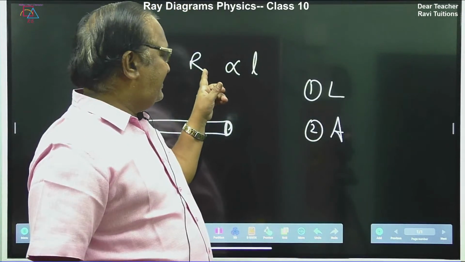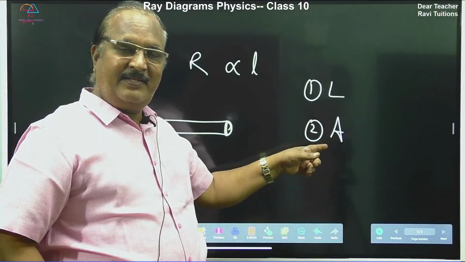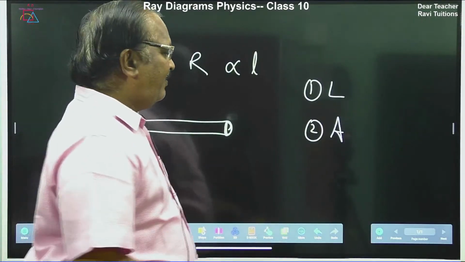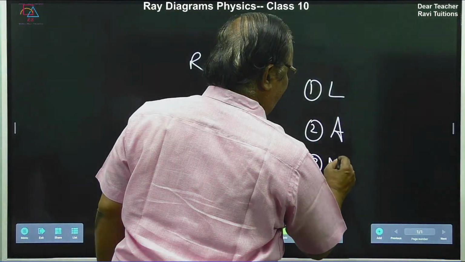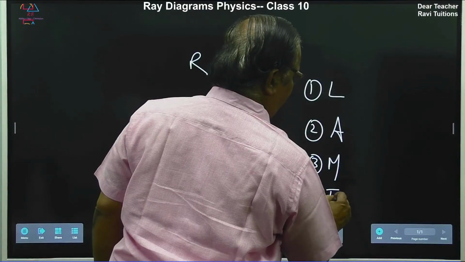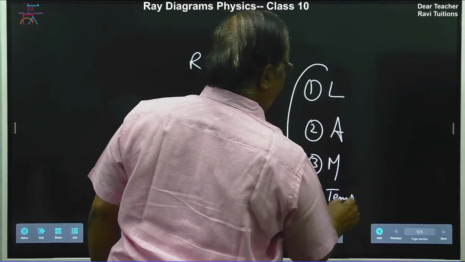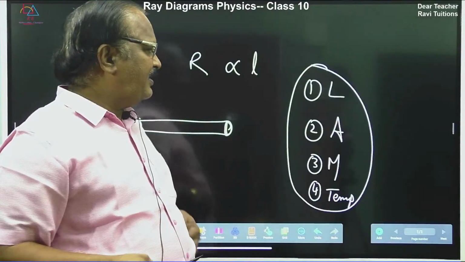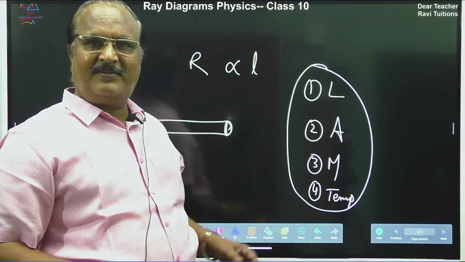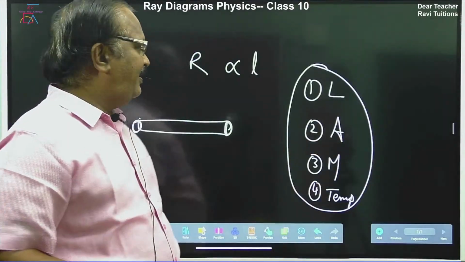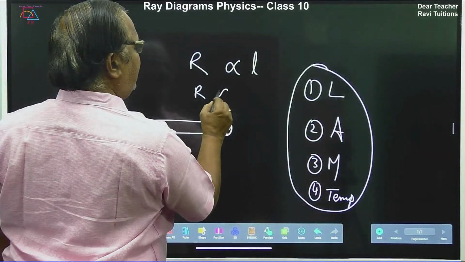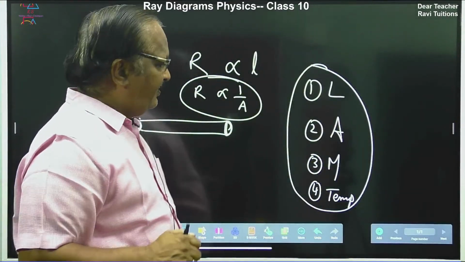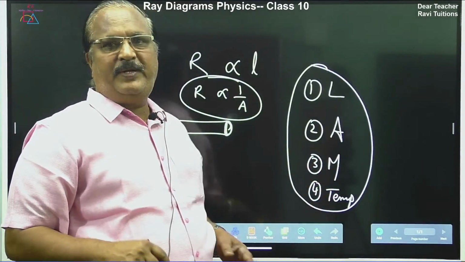So the factors affecting the resistance are the area of cross section, the length of the conductor, of course the material of the conductor, and finally the temperature. So these four are the factors affecting the resistance. How does it affect? More length, more resistance. And R is inversely proportional to the area of cross section. Material won't be coming in this, right?